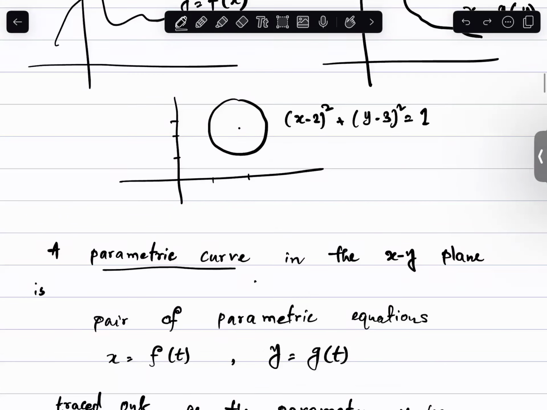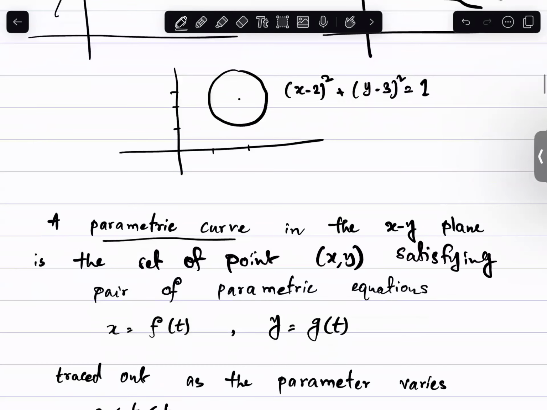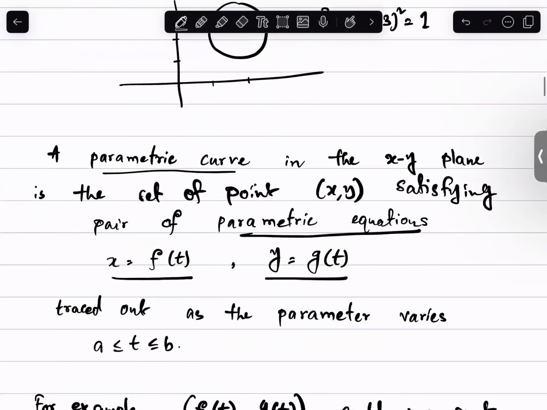Okay, the next thing is, what is a parametric curve? A parametric curve in the xy plane is the set of points (x, y), all the pairs satisfying parametric equations, which are like x equal to f(t) and y equal to g(t). And basically you have a restriction on t as well.